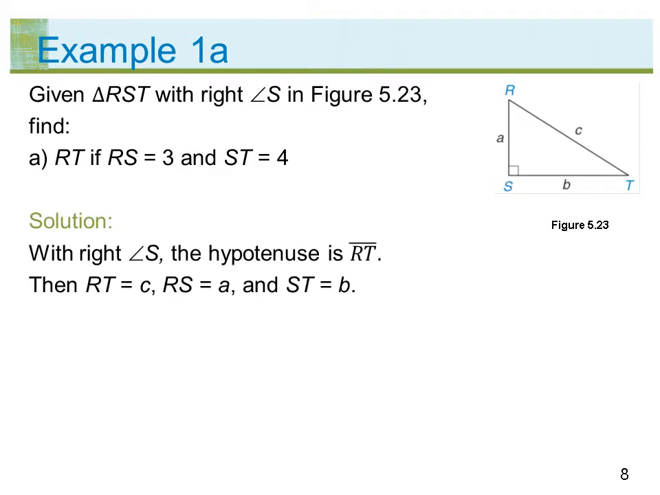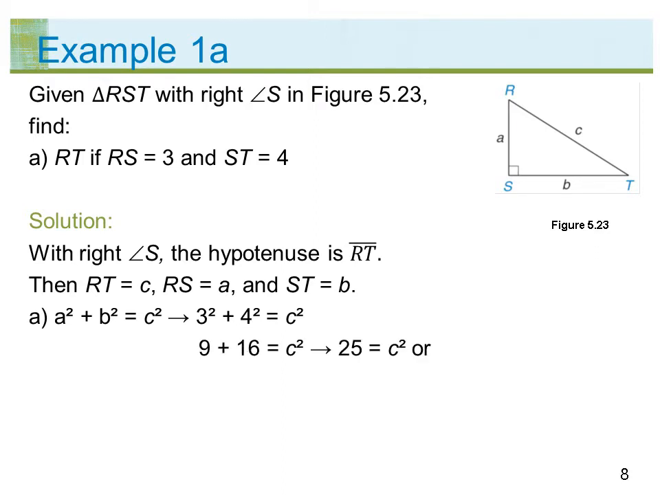Solution. With right angle S, the hypotenuse is segment RT. Then, length RT equals c, length of RS equals a, and length of ST equals b. a squared plus b squared equals c squared gives us 3 squared plus 4 squared equals c squared. 9 plus 16 equals c squared gives us 25 equals c squared, or c squared equals 25, which becomes square root of c squared equals square root of 25. c equals 5, length of RT equals 5.